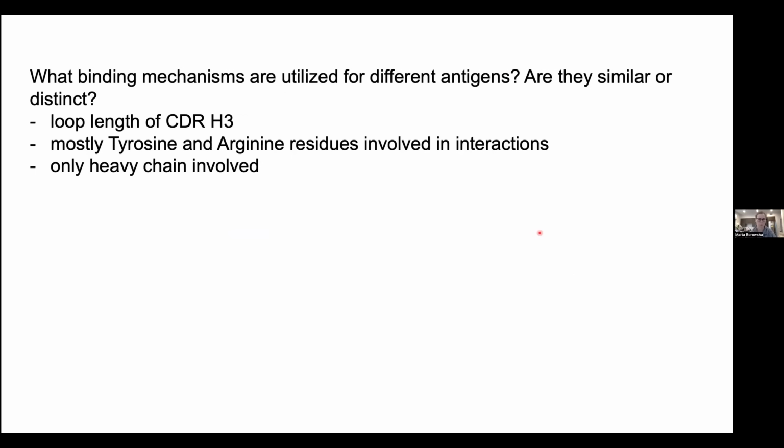So a few questions come to my mind when studying polyreactivity. First one being, what is the binding mechanism utilized for different antigens?